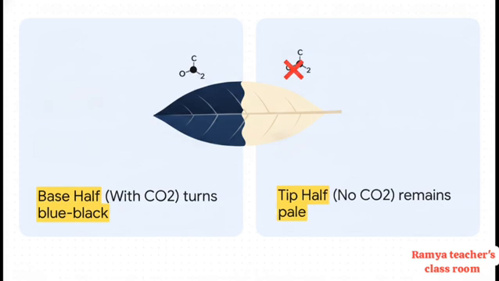And wow, the results are dramatic and completely undeniable. The base half of the leaf, the part that was outside the bottle, breathing normal CO2-rich air, immediately turns this deep, dark blue-black color. But the tip half of the leaf, the part that was trapped inside the bottle with the potassium hydroxide, it doesn't change color at all. No way. It just remains totally pale.